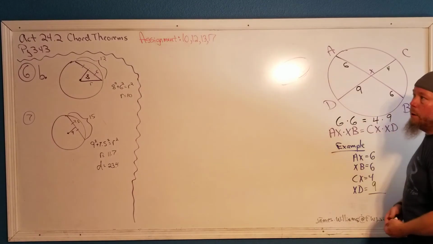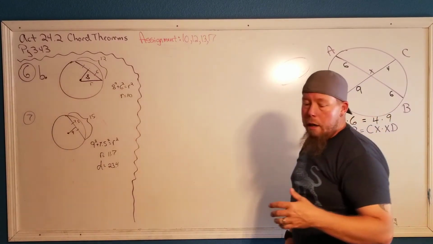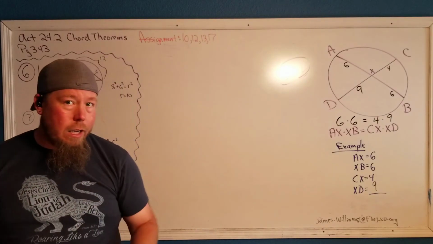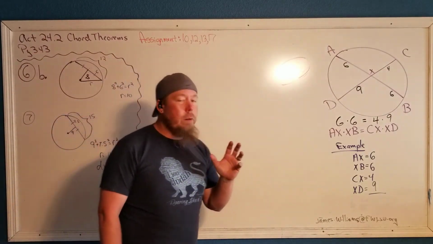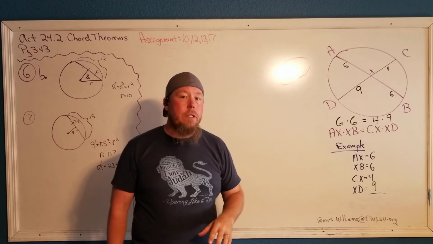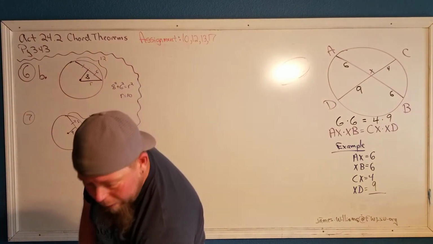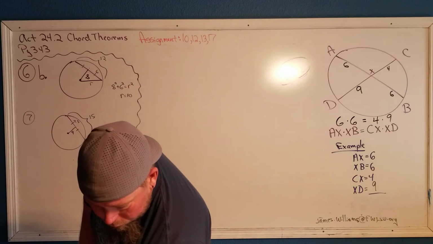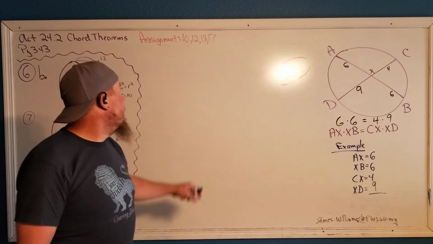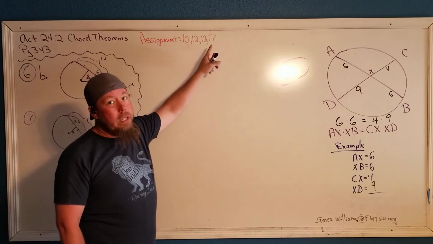It is in your book. We're looking at page 343, and there is an example there to show you as well. This is not a complicated idea. I want you to take what you did in questions 6 and 7, as well as this new information, and the assignment I want you to work on is on page 343 through 344. We're actually going to do numbers 10, 12, 13, and 17.